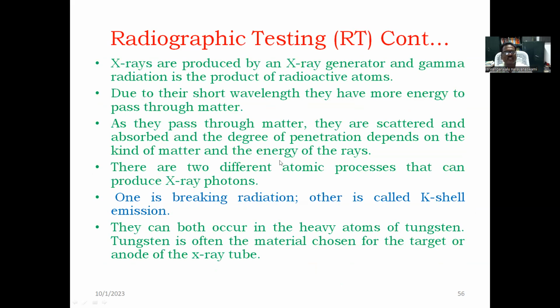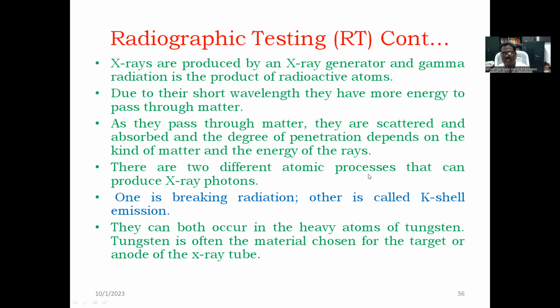So based on that, the X-rays are produced by an X-ray generator, and gamma radiation is the product of radioactive atoms. Due to their short wavelength, they have more energy to pass through matter. As they pass through matter, they are scattered and absorbed, and the degree of penetration depends on the kind of matter and the energy of the rays.